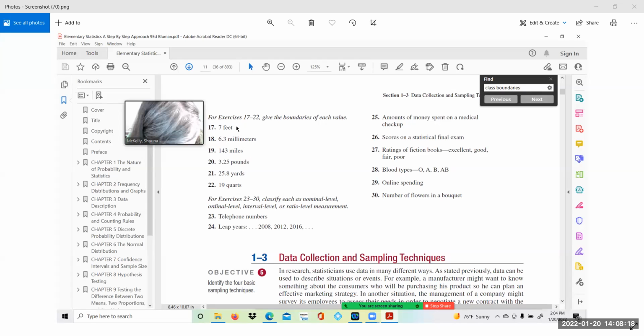So when you do this, you need to create an interval where the last digit in the interval is 5 and the interval is 1 decimal place more than the actual measurement. So let me show you what that means.